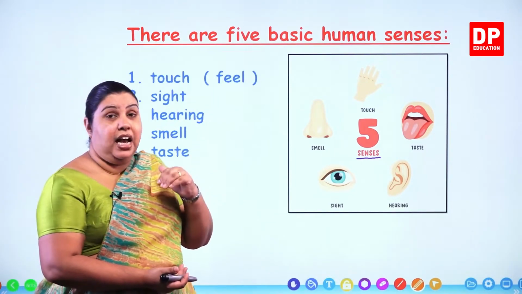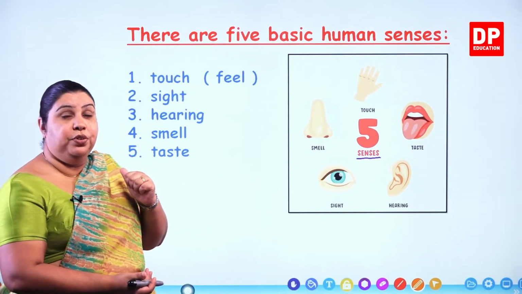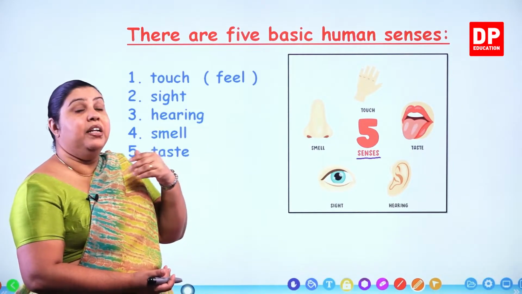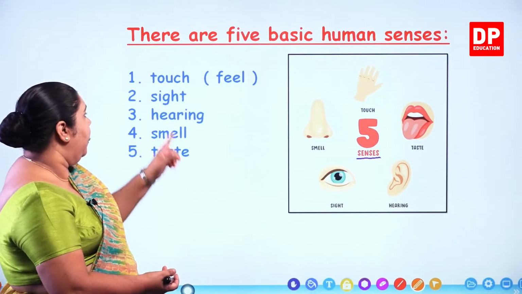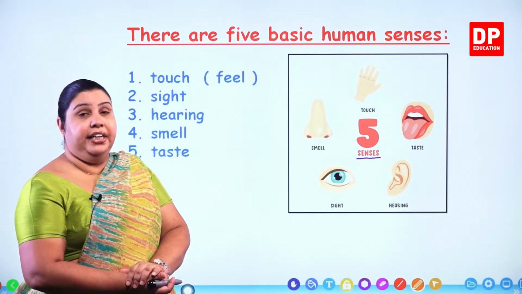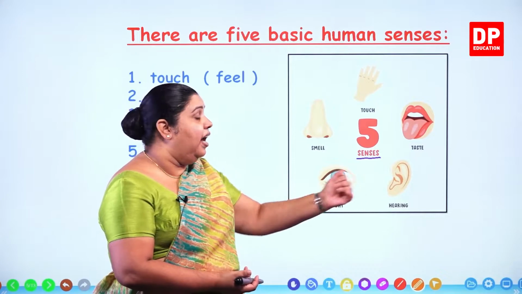We see the bright sky. We see the birds and the beautiful flowers. The beautiful environment we see with our eyes. Number 3, hearing. We hear with our ears.